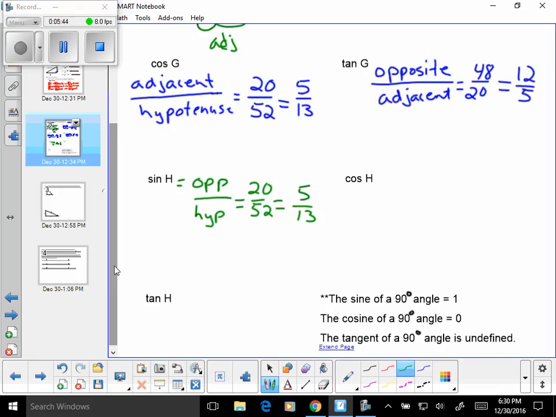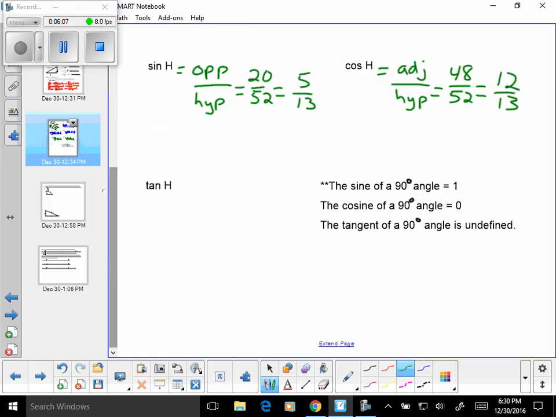Now, we try and do the cosine. We need to take adjacent over hypotenuse, which in this case is going to be 48 over 52. So that's going to become 12 over 13. Again, you try tangent. The tangent is equal to, remember that's TOA, opposite over adjacent. I'm kind of out of room there, so I'll work downwards. 20 over 48, and that reduces to 5/12.